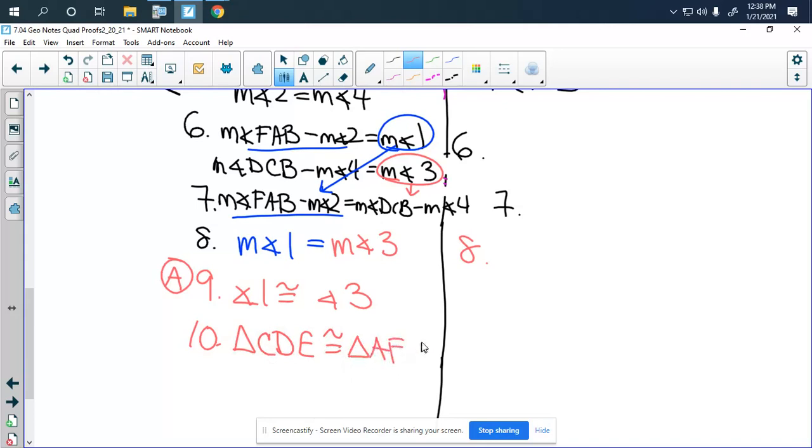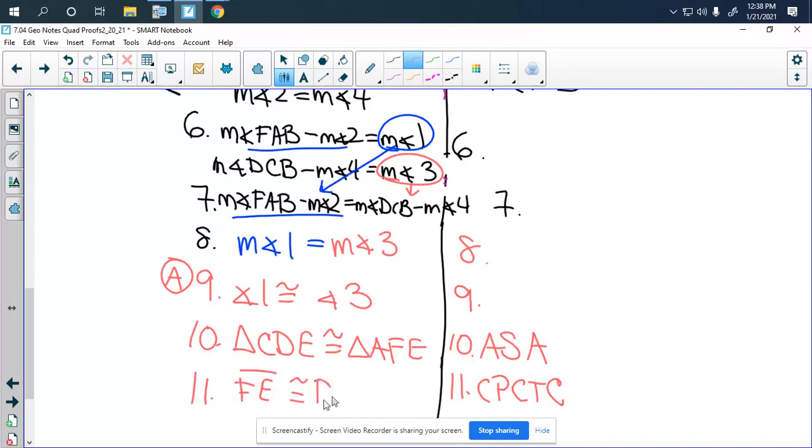Sorry, I said segment. So triangle CDE is congruent to triangle AFE by angle, side, angle. My numbering's off a little bit here, so this was 9, definition of congruency, 10, angle, side, angle, and 11 is your last step, which will be your CPCTC, because those are two corresponding parts of those two triangles.